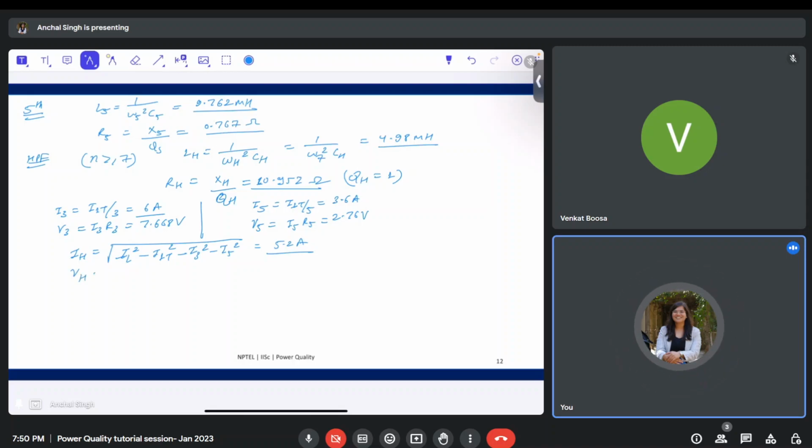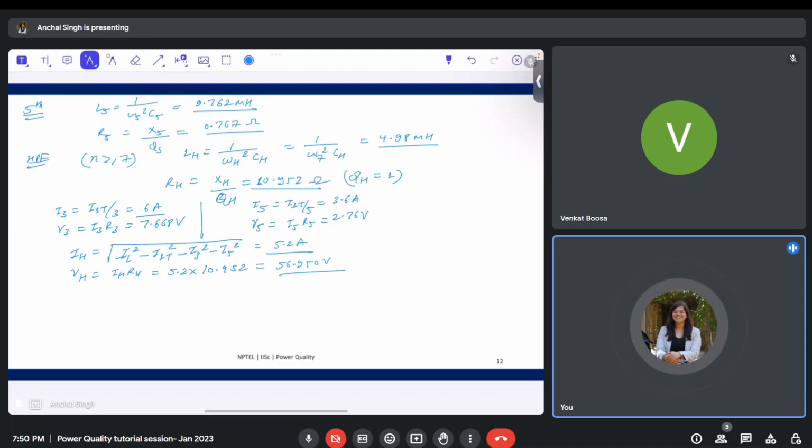Similarly, VH will be equal to IH into RH, which will be equal to 5.2 into 10.952, which was the value of RH. This will come out to be 56.950 volts.